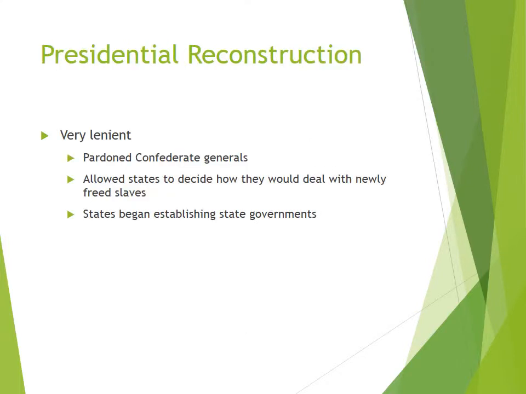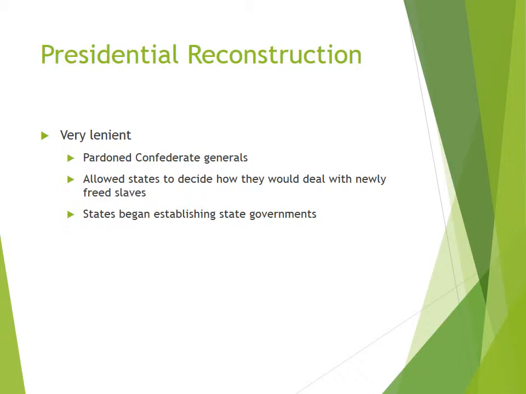And we call this presidential Reconstruction. We're going to face a second phase of Reconstruction, but presidential Reconstruction is under Andrew Johnson. And Andrew Johnson, being from Tennessee, takes a very lenient attitude towards the South. He's going to basically let the South decide what to do, and he's going to let them form their own constitutions. He's going to pardon some of the Confederate generals.